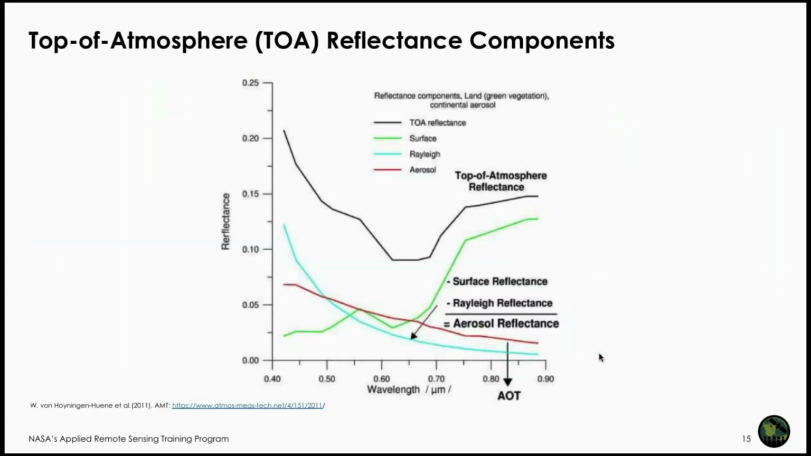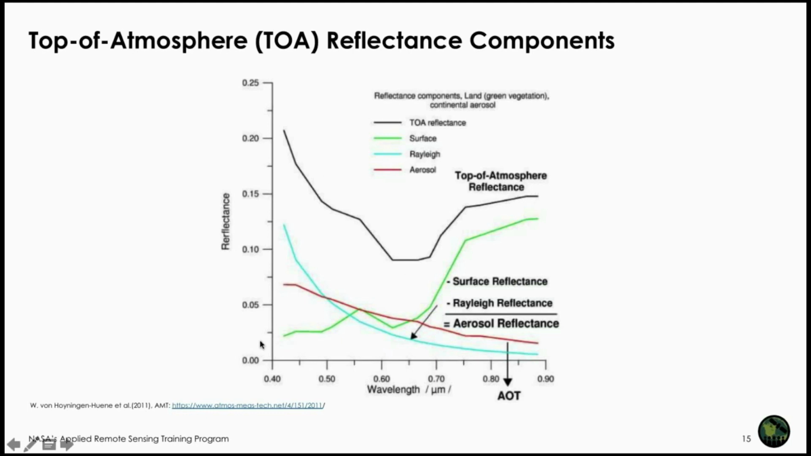This is the top of atmosphere reflectance component, based on Hoogen et al. in the AMT paper in 2011. The x-axis is the wavelength from 400 to 900 nanometers, and the y-axis is the reflectance. The black line is the top of atmosphere reflectance, which can be measured by the satellite. In the satellite measurement, we see this totally integrated reflectance like the black line.